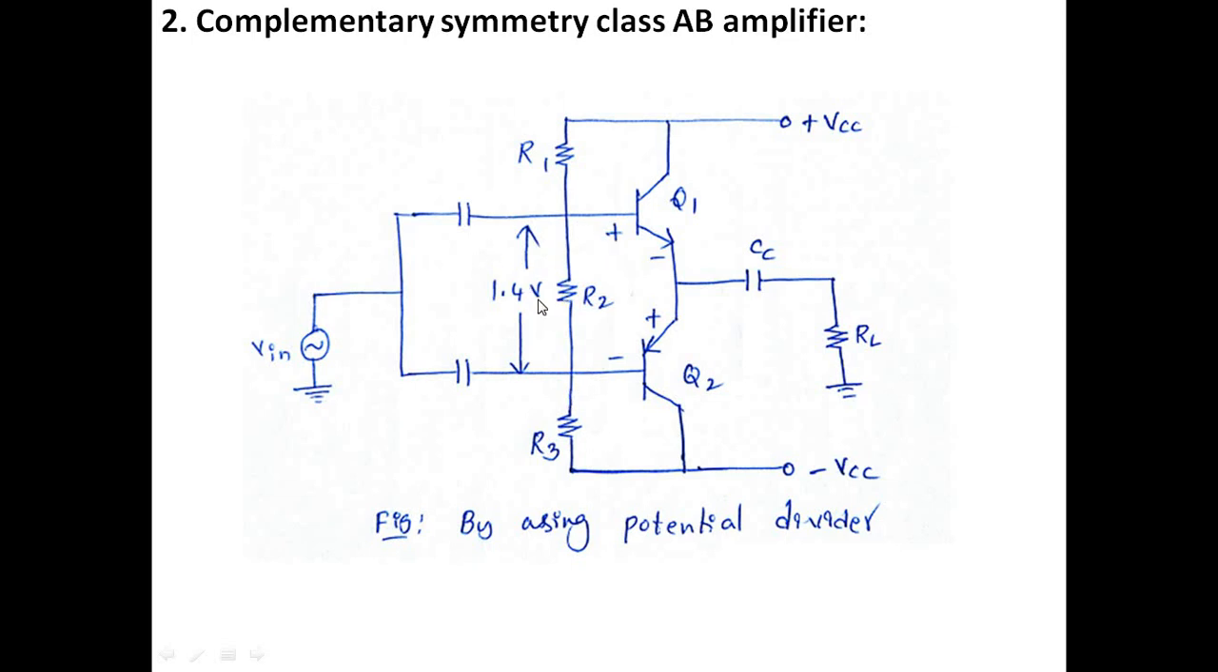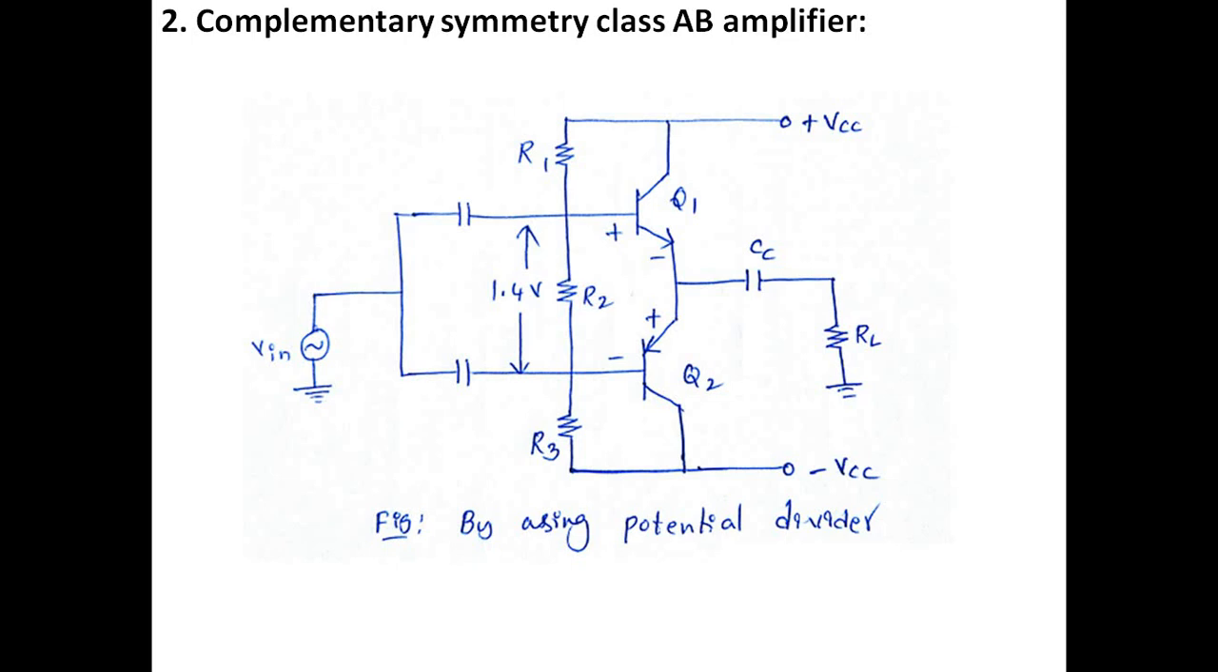That's why you need to ensure that the voltage drop across the resistor R2 is 1.4 V, in order to provide 0.7 V to transistor Q1 and 0.7 V to transistor Q2. This is how it always avoids the crossover distortion in the circuitry. This is another one called the complementary symmetry class AB amplifier.